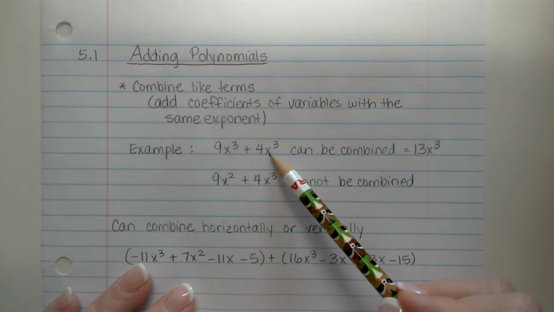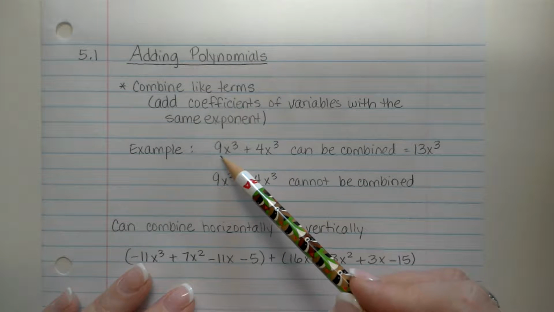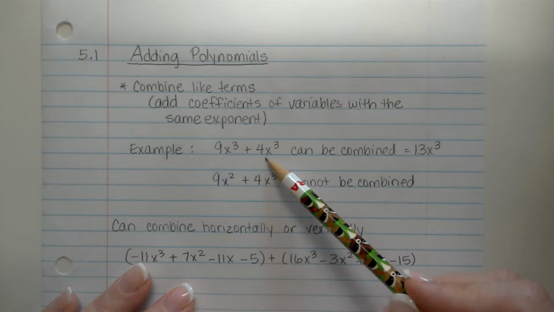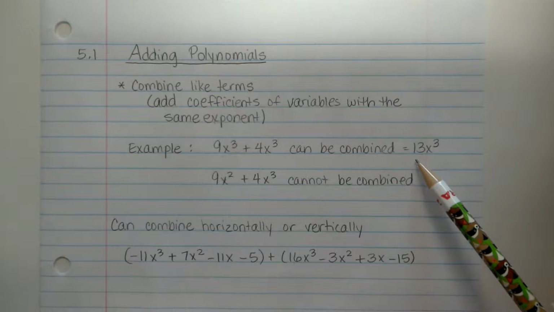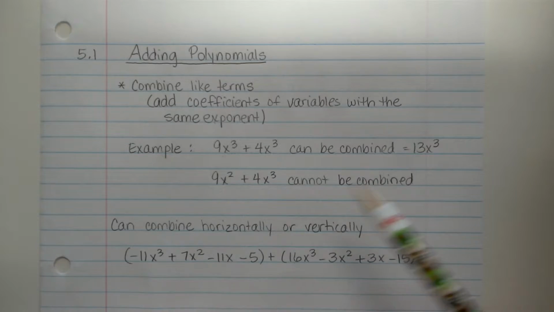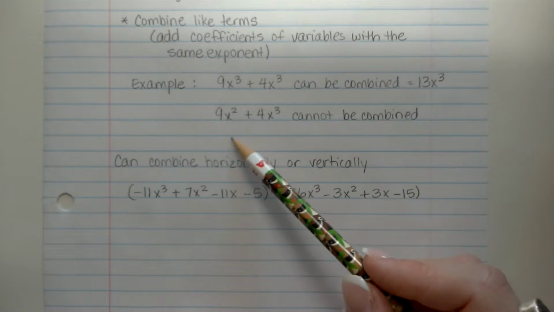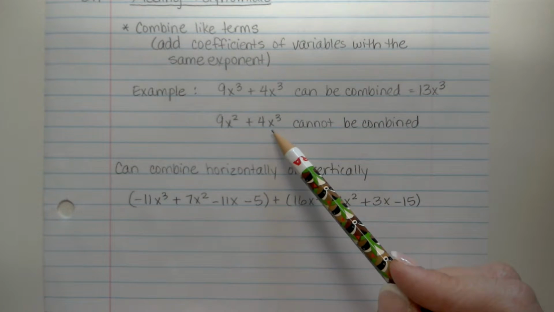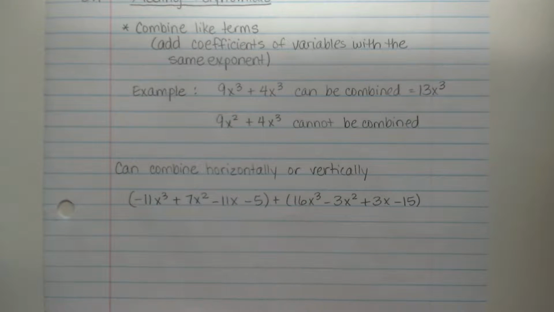This 4 is also next to an x cubed. So since the x's match and the exponents of the x's match, you can say that you have 9 x cubes added to 4 more x cubes. They're the same thing, so you can combine them to be 13 total x cubes. However, if you have something that does not match as far as the exponent, even though you have x's here and x's here, this is an x squared and this is an x cubed, so you can't combine those.